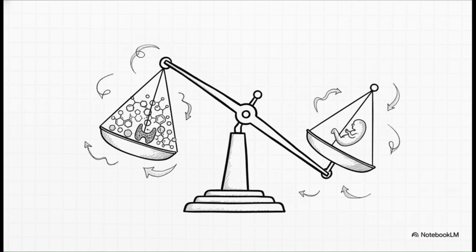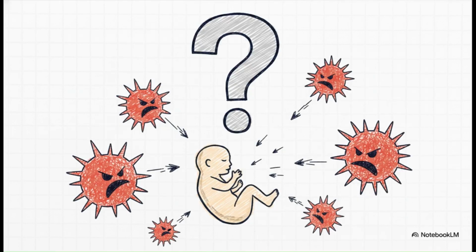Even super subtle issues, like subclinical hypothyroidism or a suboptimal stimulation protocol causing a premature progesterone rise, well, they can completely desynchronize the endometrium from the embryo's development. And then, of course, there's the immune system.